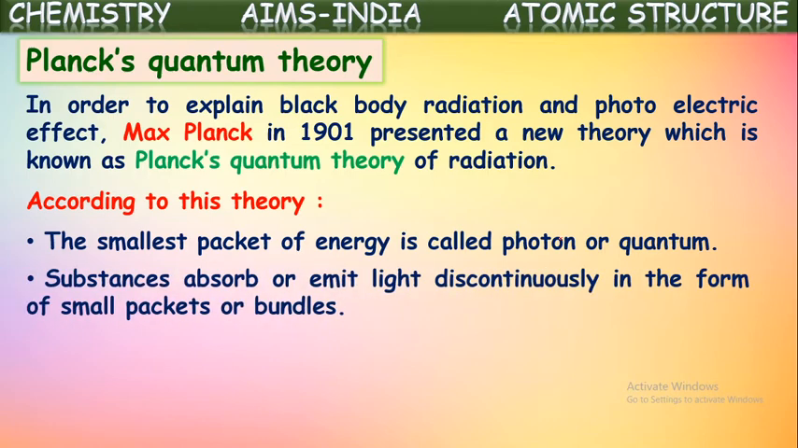Substances absorb or emit light discontinuously in the form of small packets or bundles. Yes, these packets or bundles are called photons or quanta. Any substance, if it is emitting or absorbing energy, won't do it continuously. The emission of energy will be done in small packets. It will be discontinuous. Each packet of energy is called a quantum or photon.